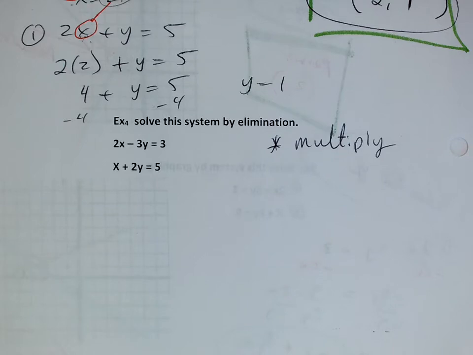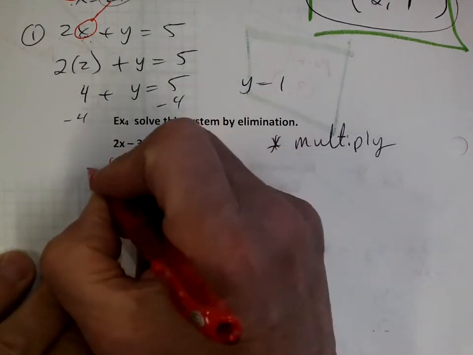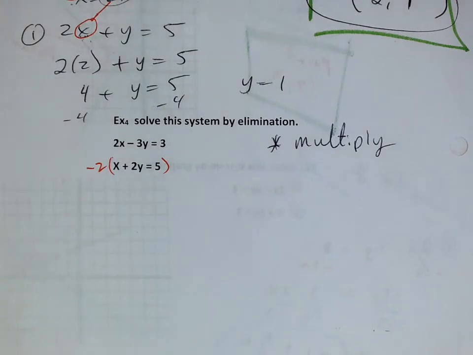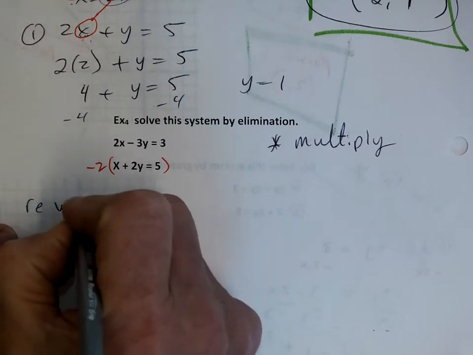So I'm going to make this a negative 2x by multiplying this entire equation by negative 2. And then I would cancel that. So I'm going to go ahead and add. I'm going to multiply this one by negative 2, because I want to make them so they'll cancel. I want to multiply by something that'll make them cancel. And then I'm going to rewrite it, okay? So now I'm going to rewrite.